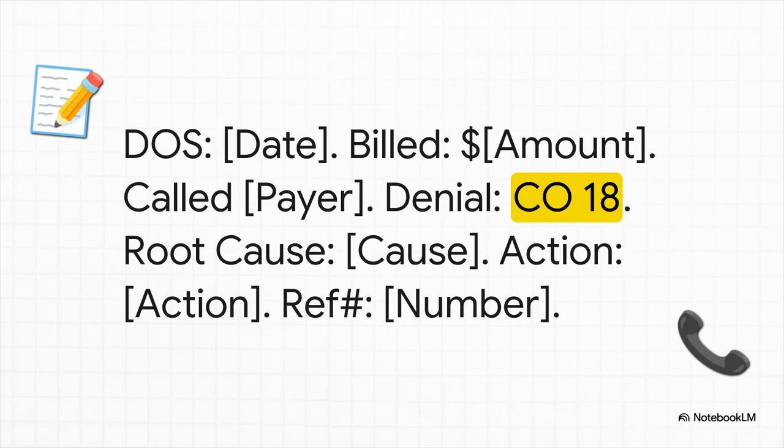Then, and this is absolutely crucial, you state the root cause you uncovered and the exact action taken to resolve it. Did you adjust it, route to coding, reprocess with the rep? Write it down. And finally, never ever forget to log that call reference number. This keeps your notes completely scrubbed of messy internal jargon.